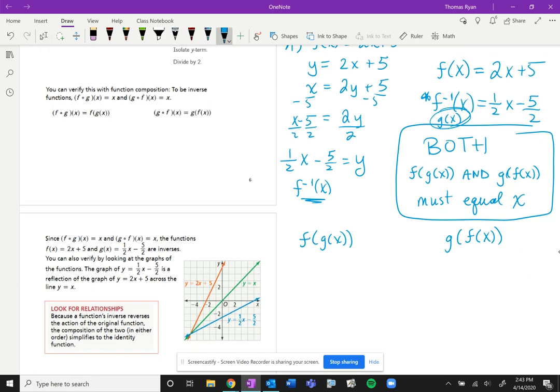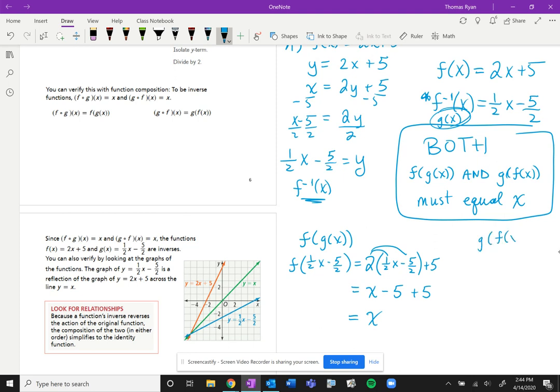All right, so we're going to do f of g. So this is the f function, and we're going to put in 1/2 x minus 5/2. So we're going to replace x with 1/2 x minus 5/2, and then a plus 5 on the end. So we're going to distribute. 2 times 1/2 is 1, so that's just x. The 2's cancel, so we're going to get minus 5 plus 5. And hey, look at that. The minus 5 and the plus 5 cancel. Boom. We get x.